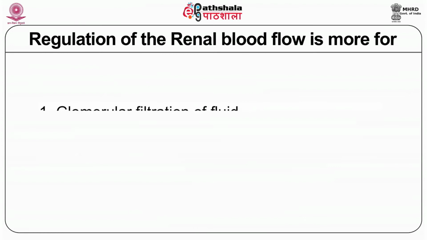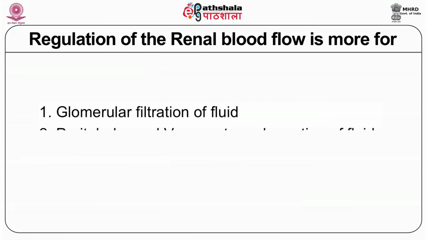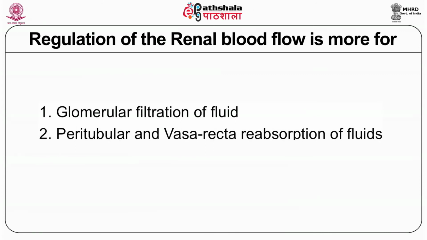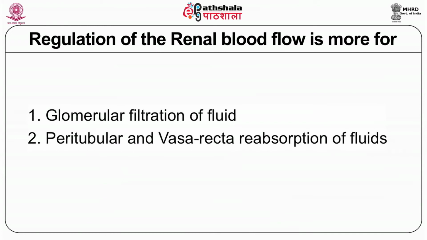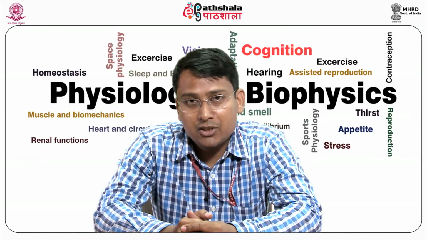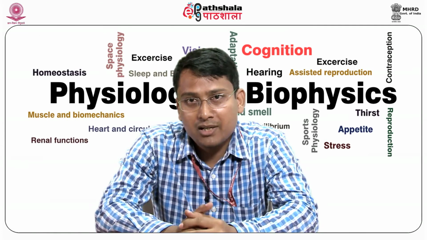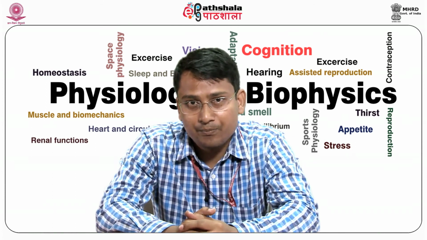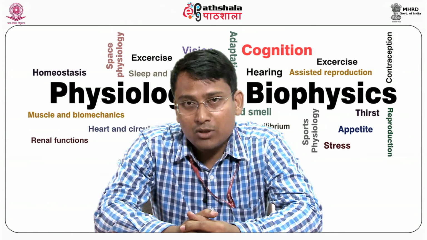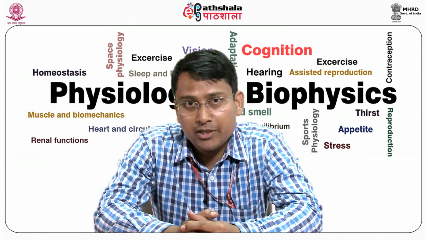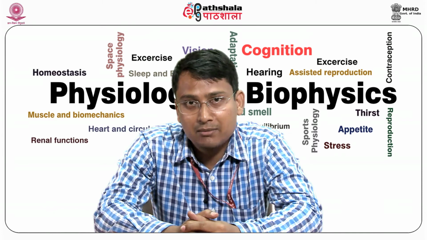The regulation of renal blood flow is more for, number 1, glomerular filtration of the fluid, and number 2, peritubular and vasa recta reabsorption of the fluid. So, hence it is essential to know about the regulation of GFR and the renal blood flow. Before knowing the regulation, you must know what the effect of blood pressure on it is. The most fluctuating parameter that can affect the renal system is the systemic blood pressure of the person.